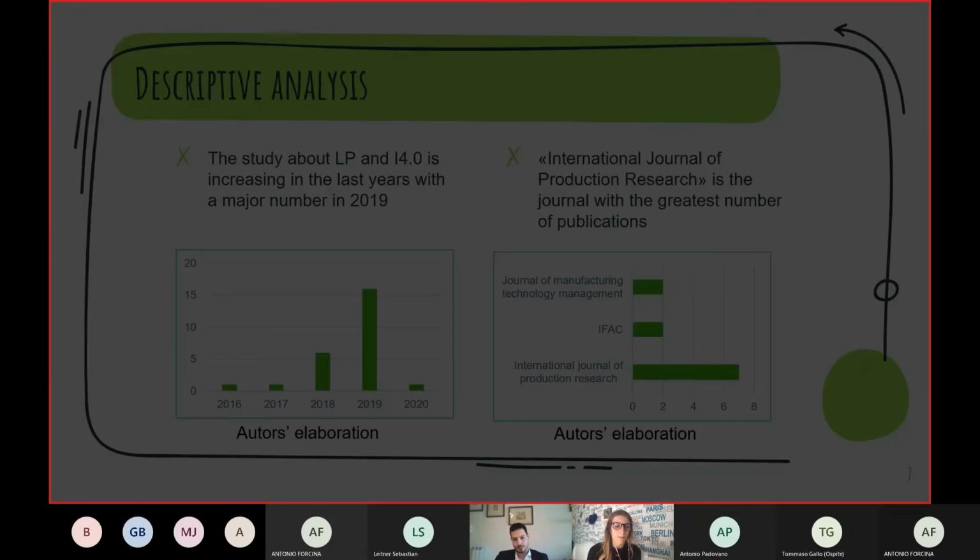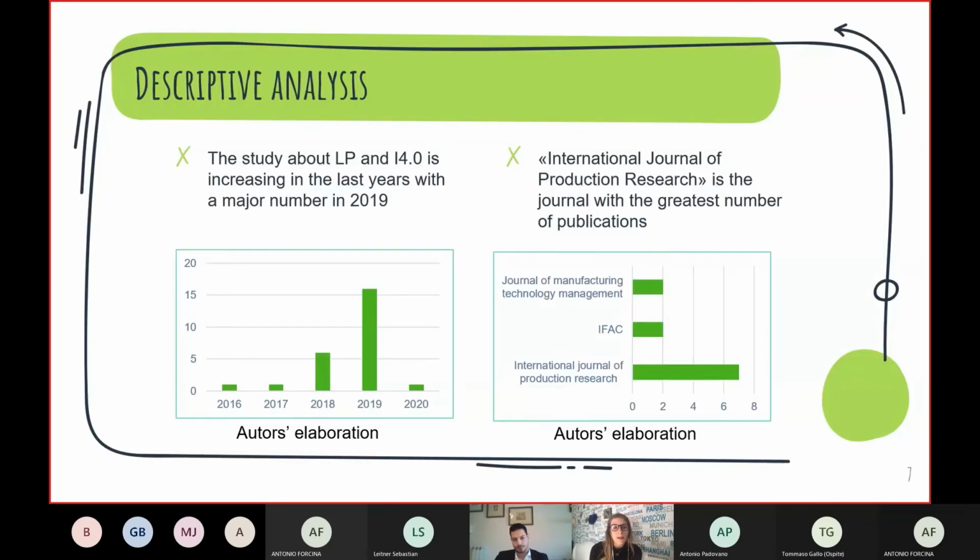Next, please. The third step is called the descriptive analysis of the papers. The study about the relationship between lean production and Industry 4.0 has been increasing in the last years, with a major number of publications in 2019. The International Journal of Production Research is the journal with the greatest number of publications, in total 7 in the year. Next, please.